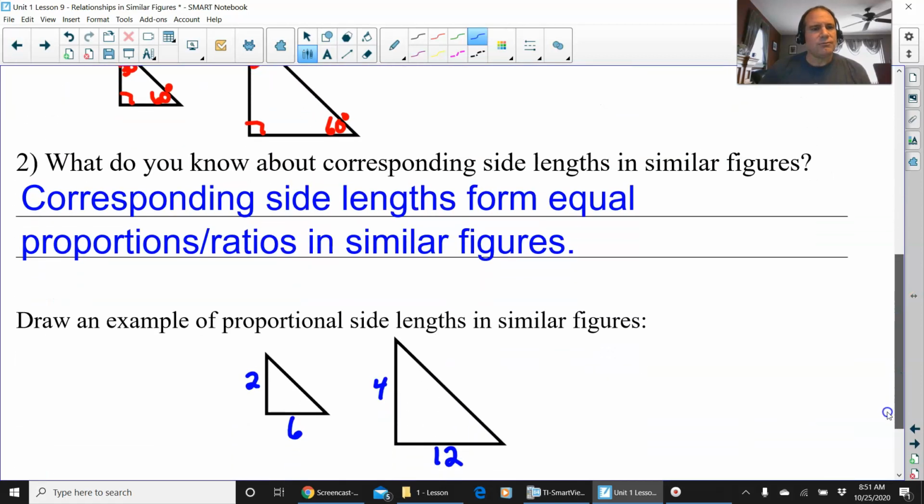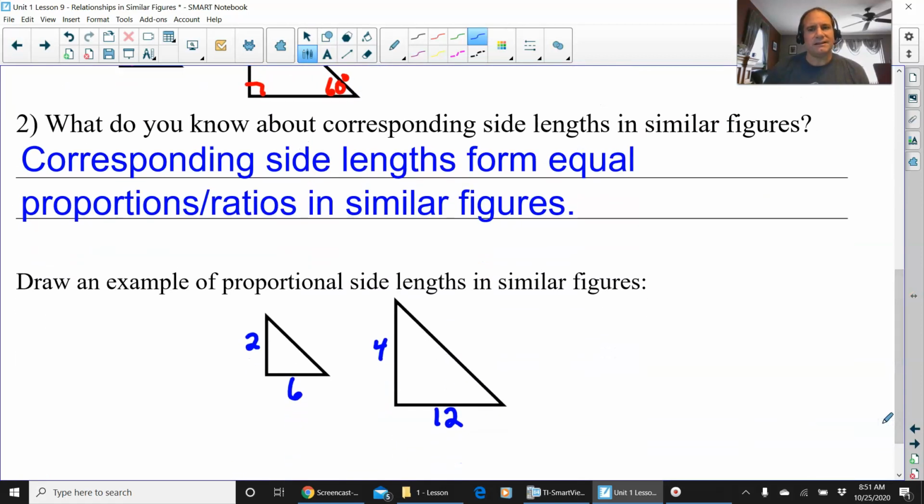So, number 2, what do we know about corresponding side lengths in similar figures? Corresponding side lengths form equal proportions and ratios in similar figures. Draw an example of proportional side lengths. There are 2 triangles that are similar, same shape, but not necessarily the same size. One side is 2, the corresponding side length is 4. The bottom side is 6, the corresponding side length is 12. They will double, and you can see that they form equal ratios.